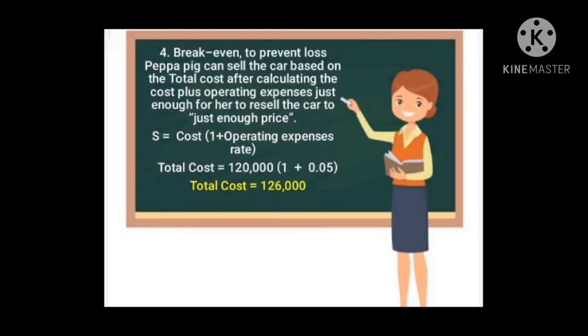Total cost is equal to 120,000 times (1 plus 0.05). So the total cost will be 126,000 pesos, just enough revenue to pay for the total expenses of the car. In short, Peppa Pig will be paid based on the real price of the car plus the operating expenses of the car.